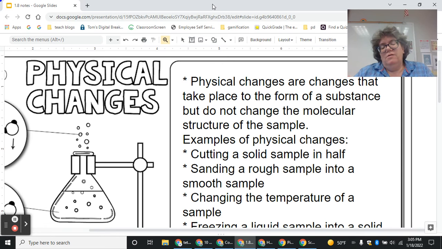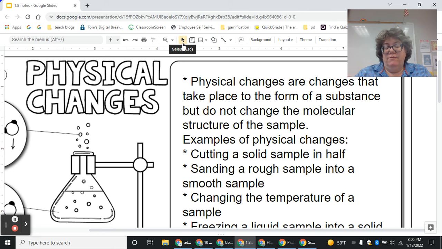Moving right along to lesson 1.8, where we are talking about physical and chemical changes. We did a brief introduction to what physical and chemical properties were, but now we want to talk about physical changes and then chemical changes. Physical changes, like it says here, are changes that take place to the form of a substance but don't change the structure.